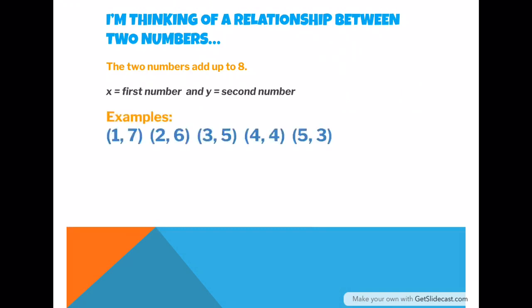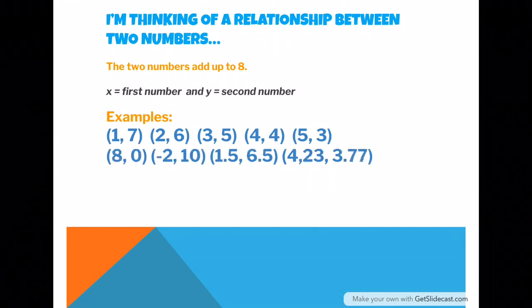You might have come up with 1 and 7, 2 and 6, 3 and 5, 4 and 4, 5 and 3. These are the obvious integer values, but they're not the only two numbers that would add up to 8. Can you think of others? Here are some less obvious examples when we incorporate negative numbers, decimal numbers, or fractions. In fact, there are an infinite number of ordered pairs that would add up to the number 8. So would it make sense to try to list all of the ordered pairs that would add up to 8? Of course not.